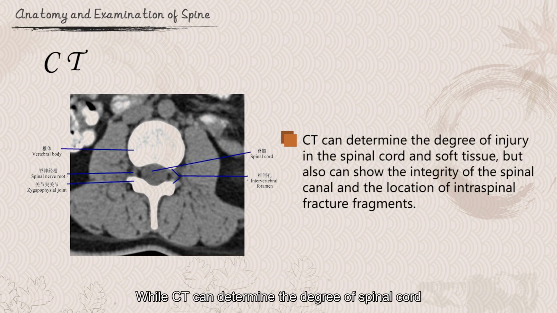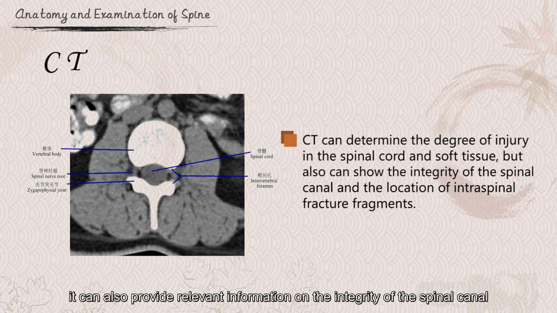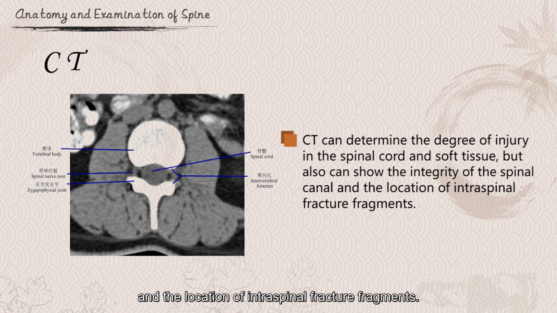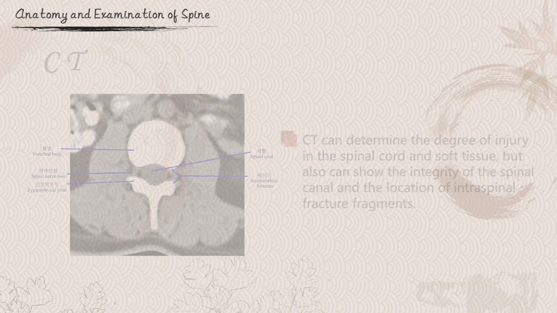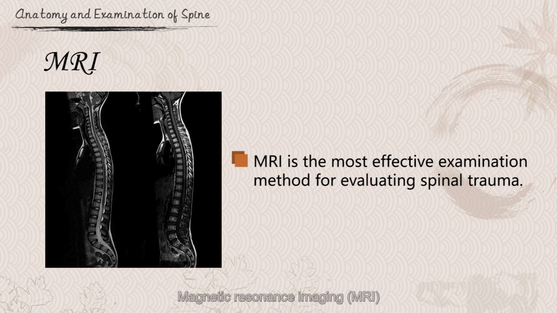While CT can determine the degree of the spinal cord and soft tissue injury in general, it can also provide relevant information on the integrity of the spinal canal and the location of the intraspinal fracture fragments. Magnetic resonance imaging has the ability to have high imaging quality and to complete multi-dimensional imaging of emergency trauma patients without moving patients. This makes MRI the most effective examination method for evaluating spinal trauma at present.